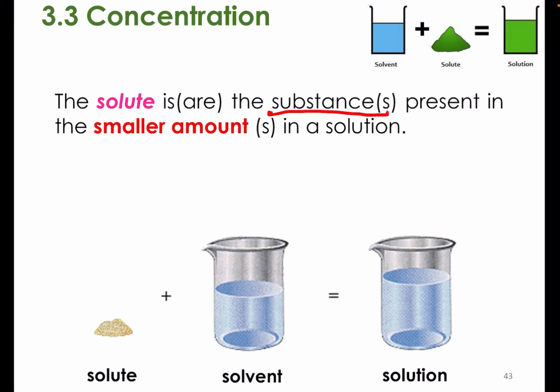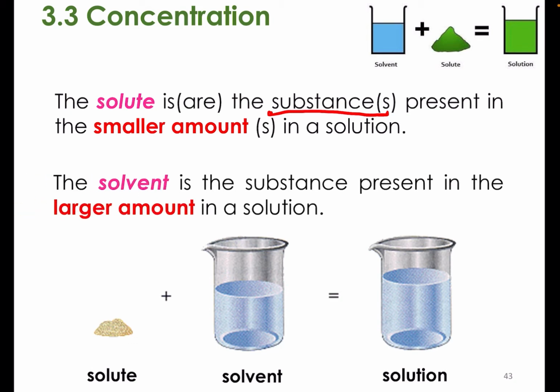Next, what is the solvent? The solvent is the substance present in a larger amount in a solution. So it means, if I have a solution, the largest amount is the solvent, and the smallest amount is the solute. That is the easy way for you to understand. So now we understand the three different terms: solution, solvent and solute.